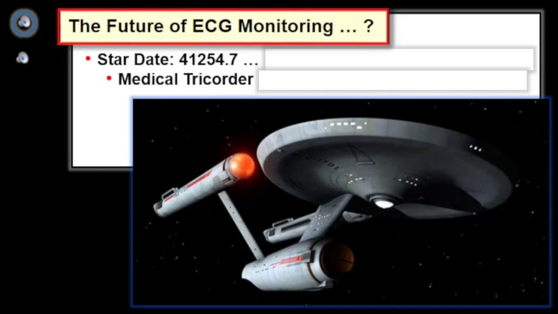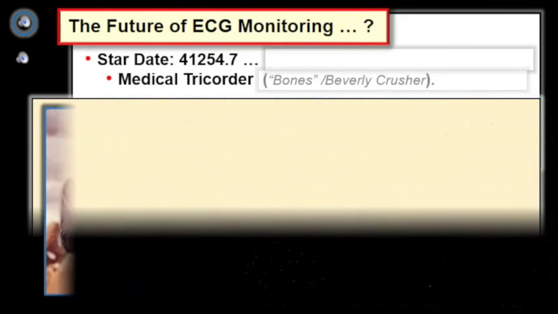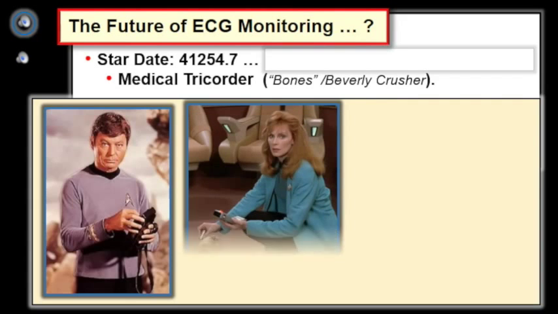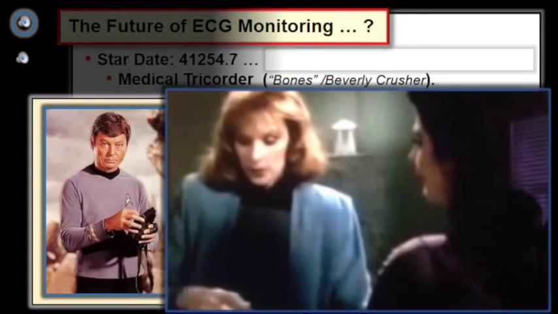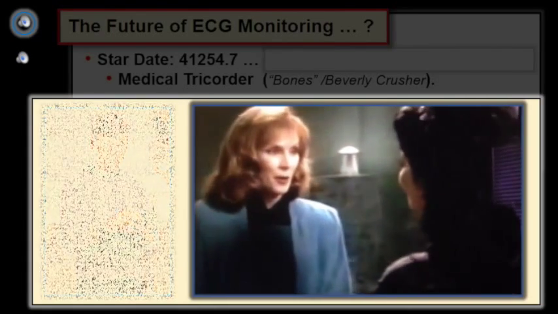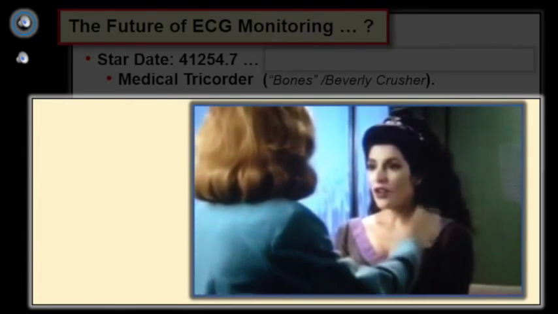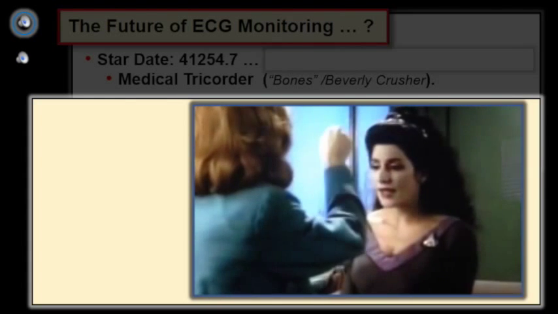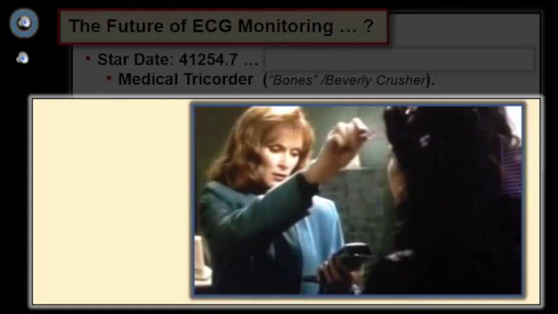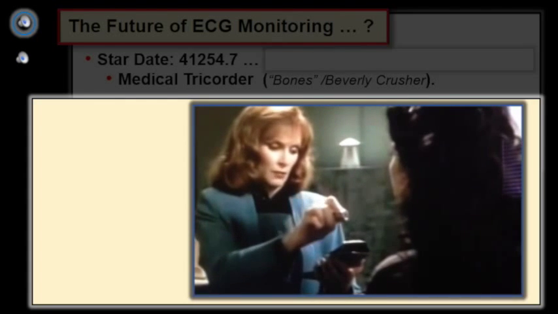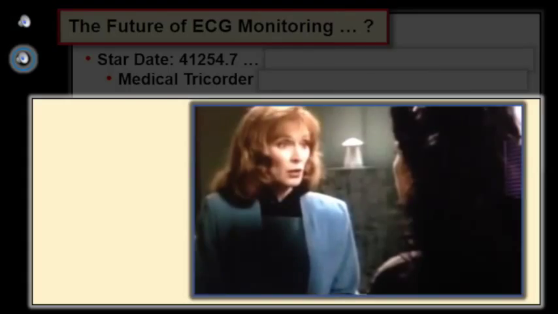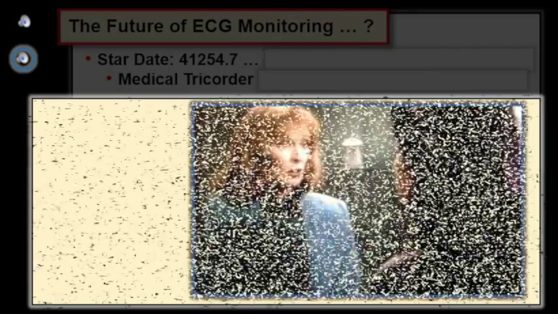It's the medical tricorder. You probably recall the Chief Medical Officer Bones and then Dr. Beverly Crusher using the device on patients treated on the U.S.S. Enterprise. Here's Dr. Crusher examining Counselor Troi with the tricorder. And within the space of a few seconds, she has her diagnosis.